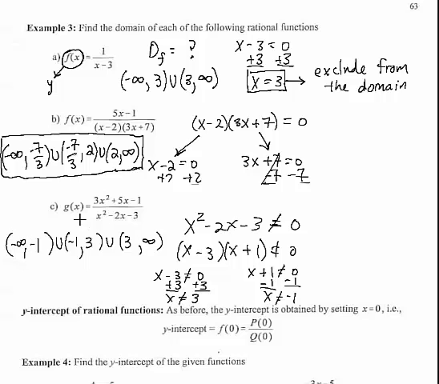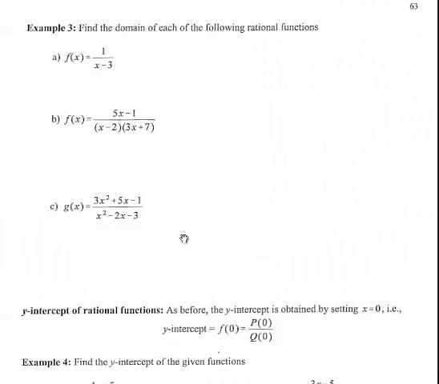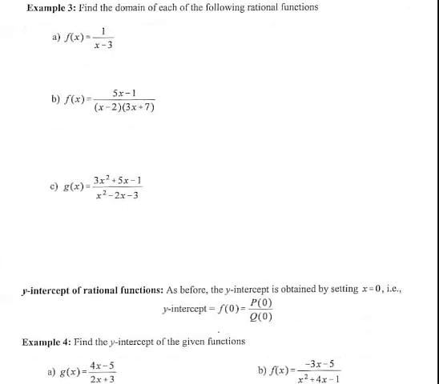So here's our domain. We could write this as D sub g, and this is our set of x values. Alright, so that completes example 3. We'll scroll on down the page.